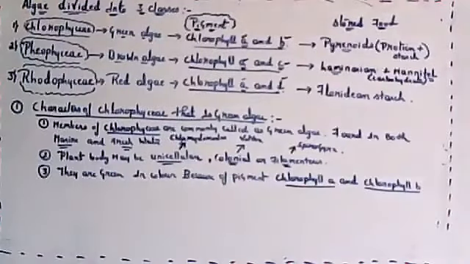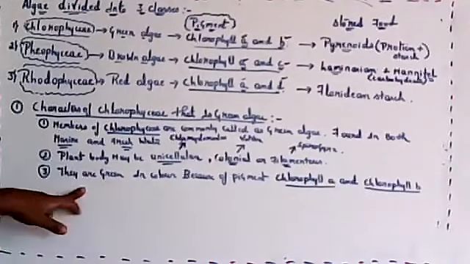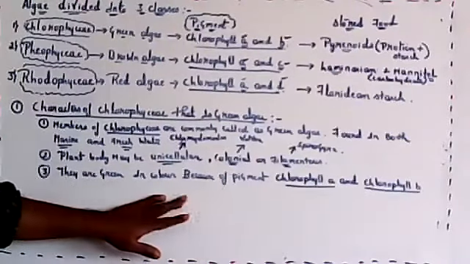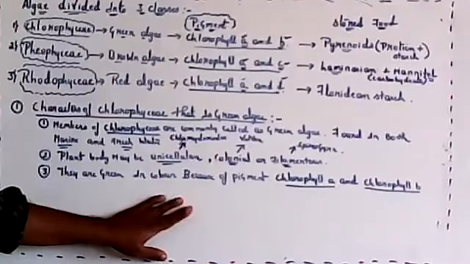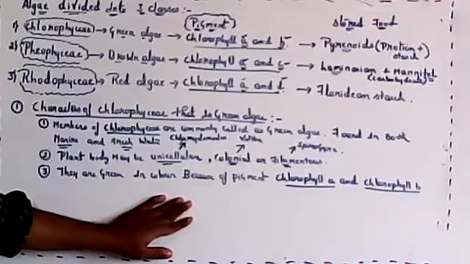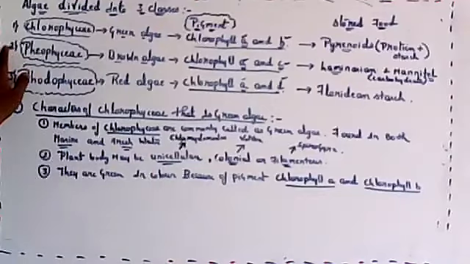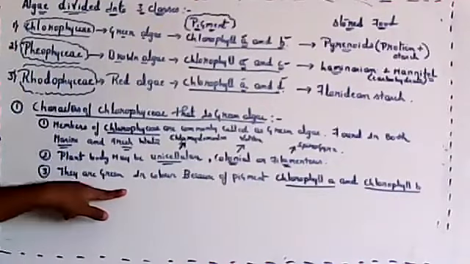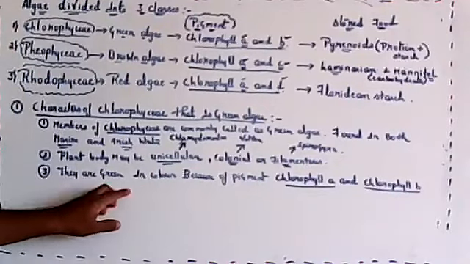Spirogyra is a green algae. Kelps belong to brown algae. That example I will give after completion of these characters. Let us finish this first. At last I'll give which comes under green algae and which comes under brown algae. I will write examples after finishing all the basic points.